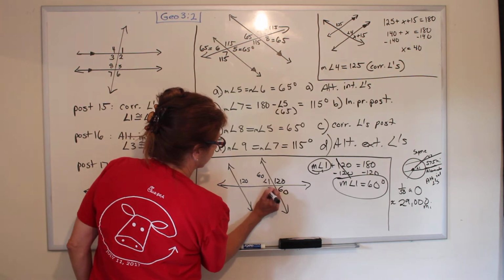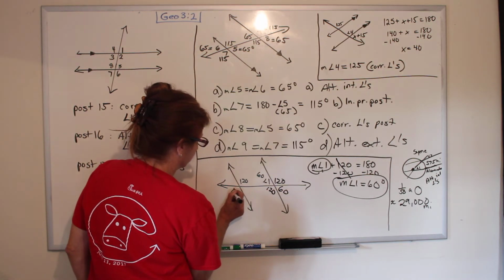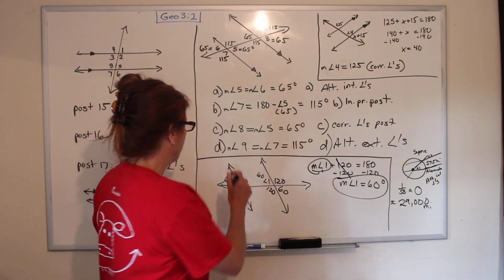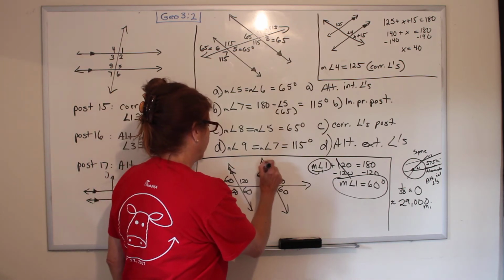This one's also 60. That one's also 120. This one's also 120. This one's 60. And that one's 60. All because, and that's if these are parallel.